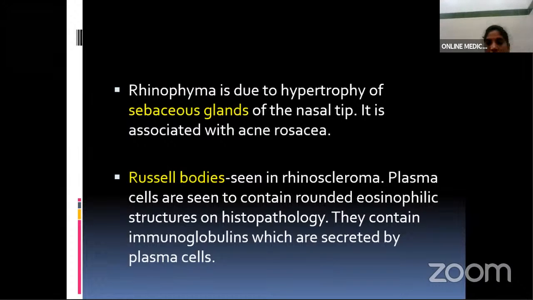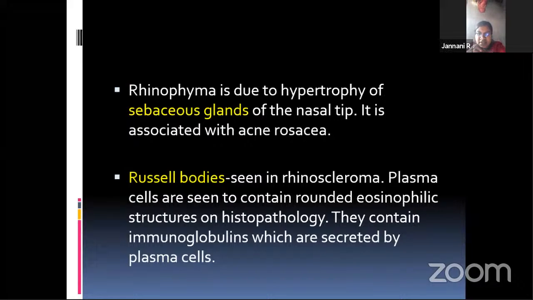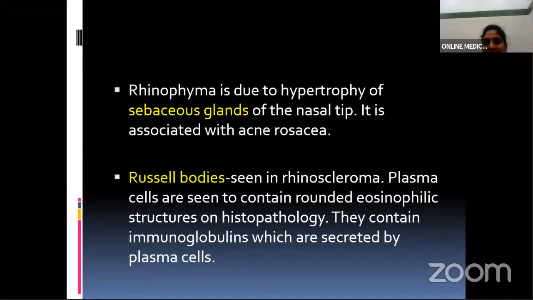Anatomy question. What is rhinophyma, Janani? Where does it come? Rhinophyma. It is in the ear, ma'am. And it is due to sebaceous gland.